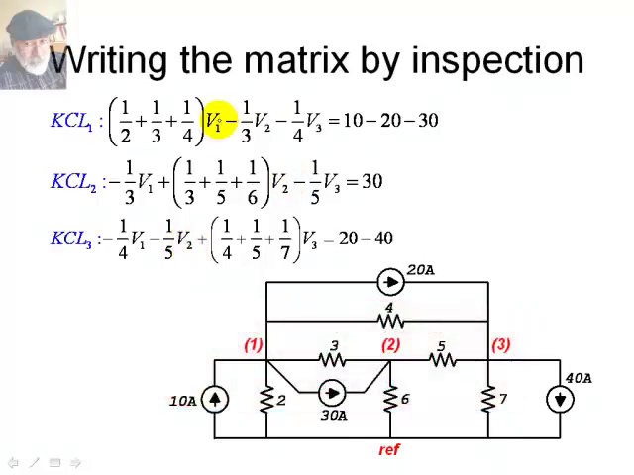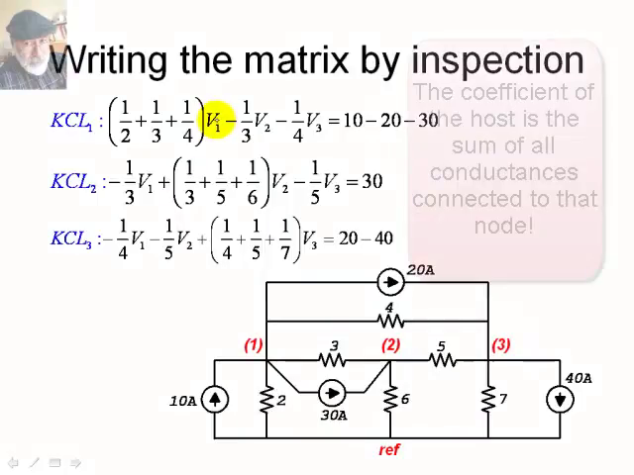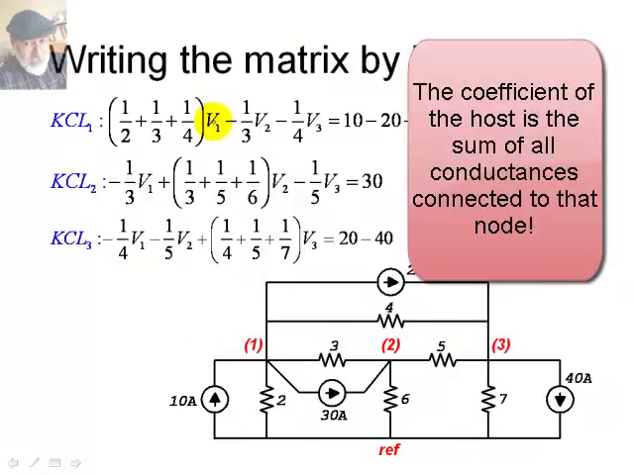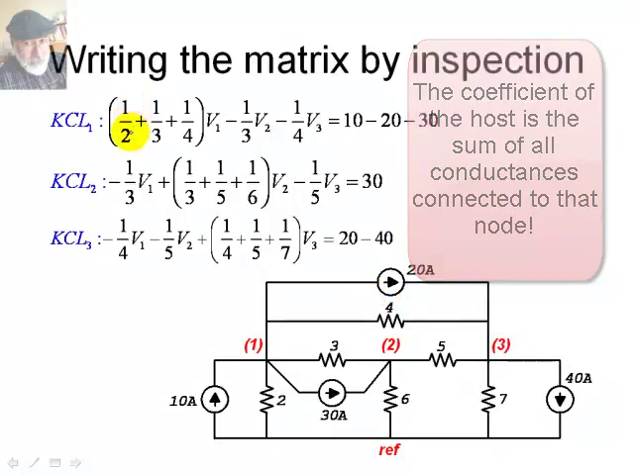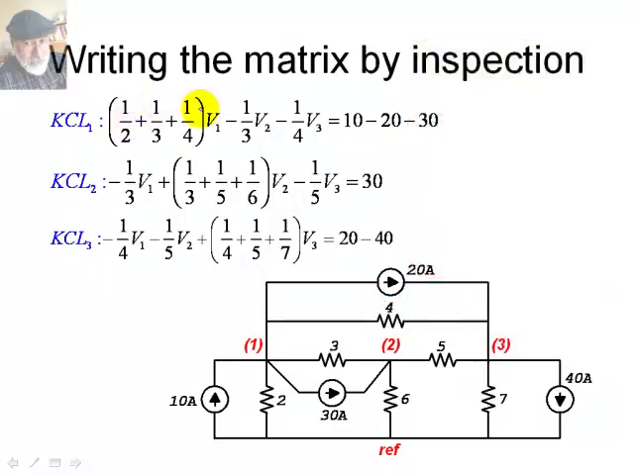The coefficient of the host is always the sum of all the conductances connected to that node. Remember, conductance is the inverse of the resistance, right? So the coefficient of the host of node 1 will be the inverse of 2 plus the inverse of 3 plus the inverse of 4. Observe, inverse of 2, those three conductances added together give me the coefficient of the host of KCL1.